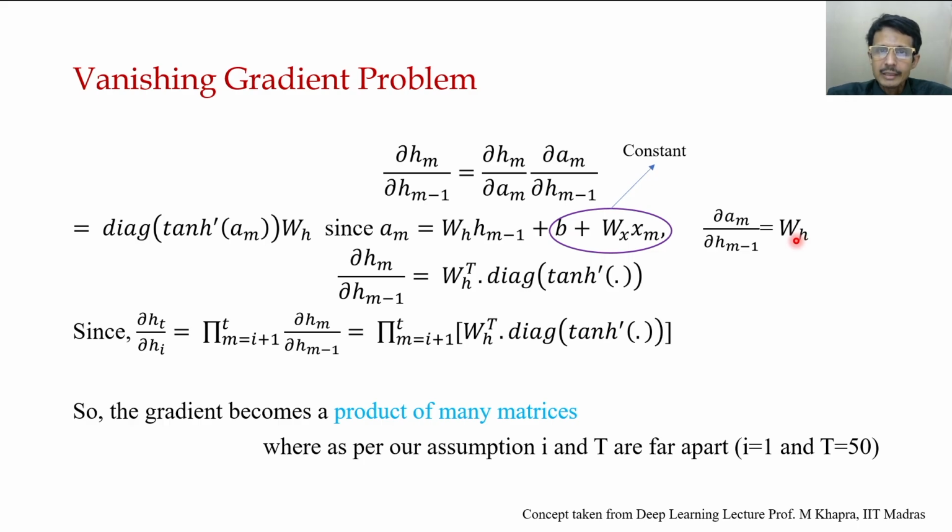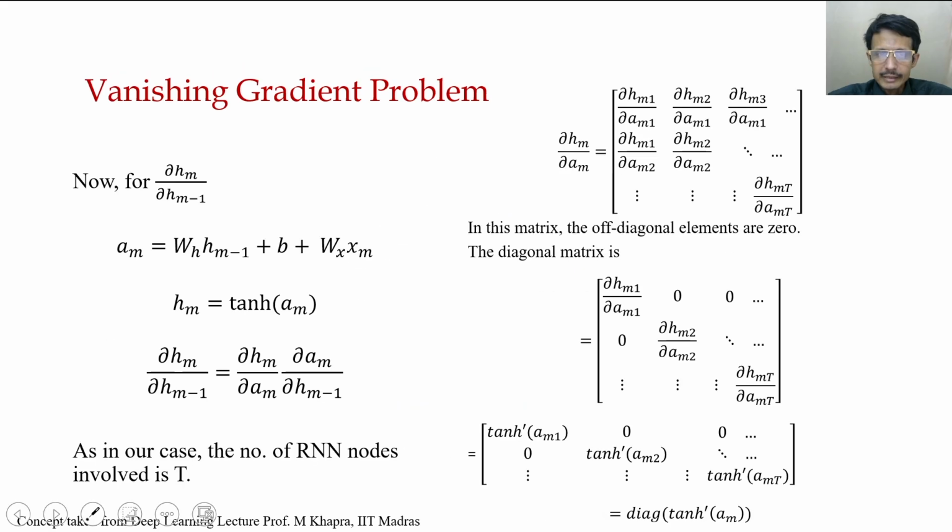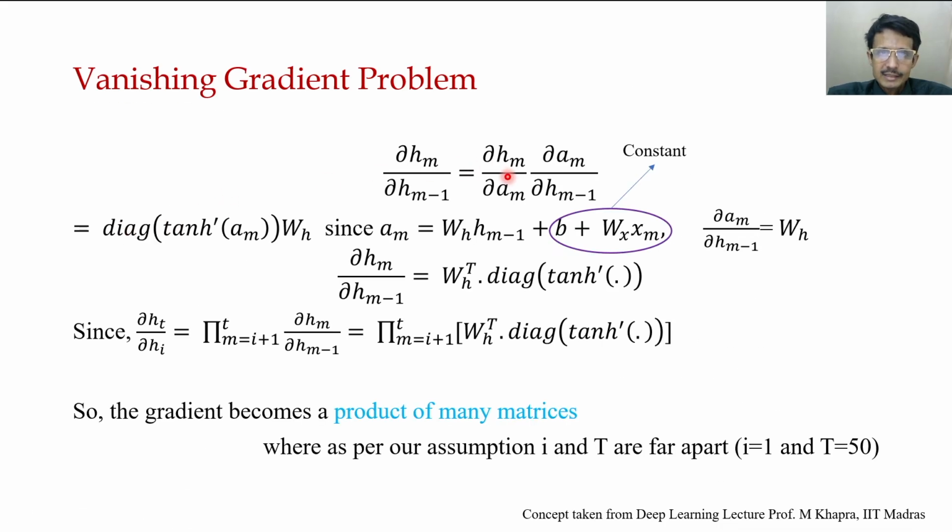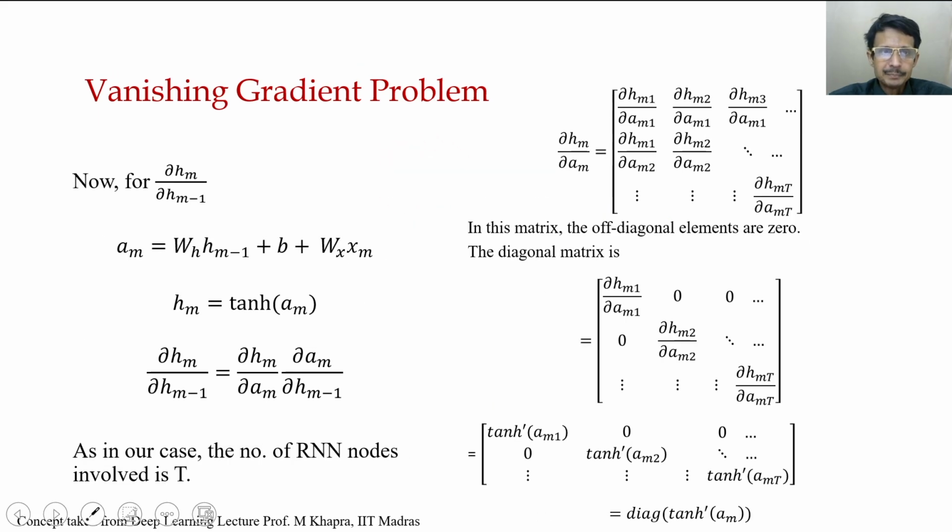And del of hm by del of am is basically a diagonal matrix of tanh prime of am. Now if we put it all together, this is the diagonal matrix of this times Wh. So ultimately what we get is del of hm by del of hm minus 1. Why do we actually want to find this? Here you can see we are trying to find out this.